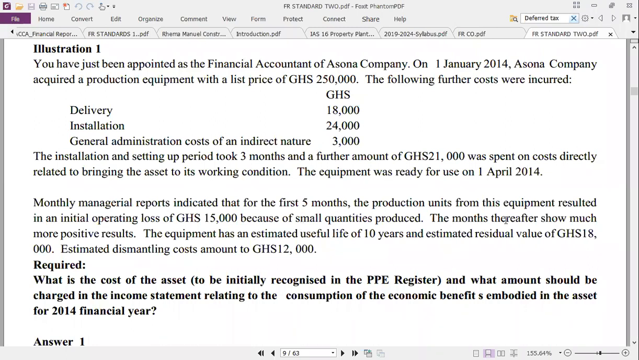The month thereafter show much more positive results. The equipment has an estimated useful life of 10 years. That will be part, we use it to calculate the depreciation. It's not even an amount, right? Don't worry. An estimated residual value of 18,000. Residual value will be part; we use it to calculate the depreciation, so it will not be part.